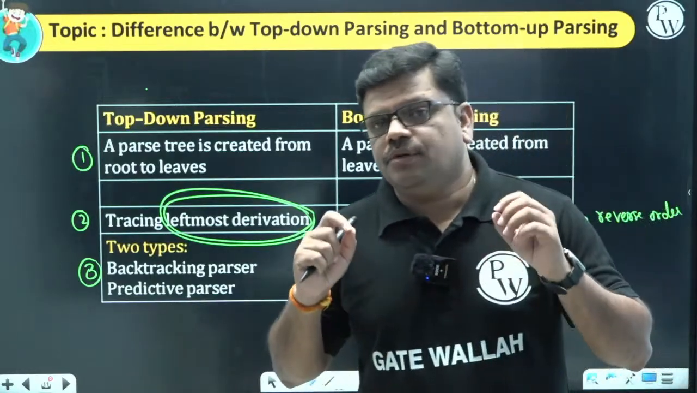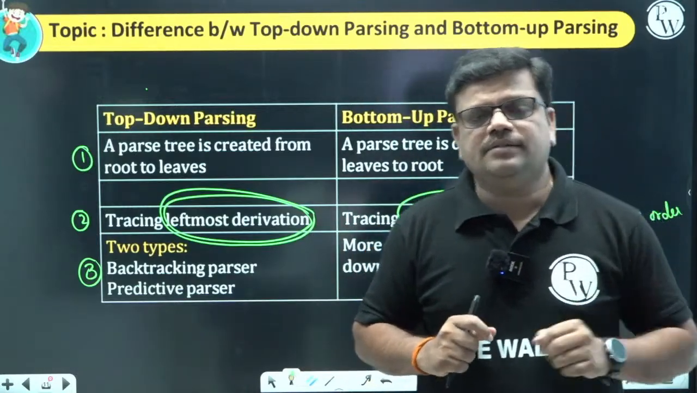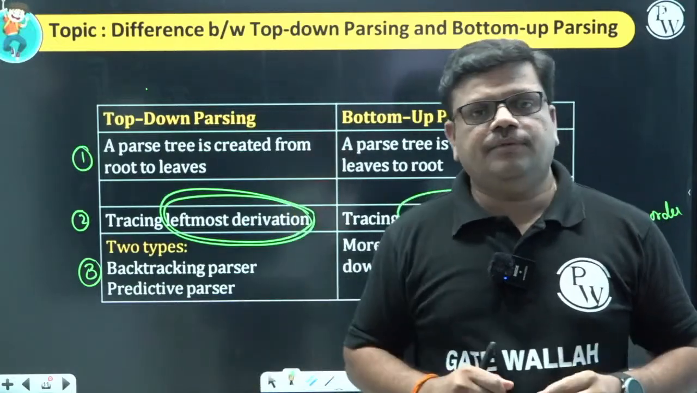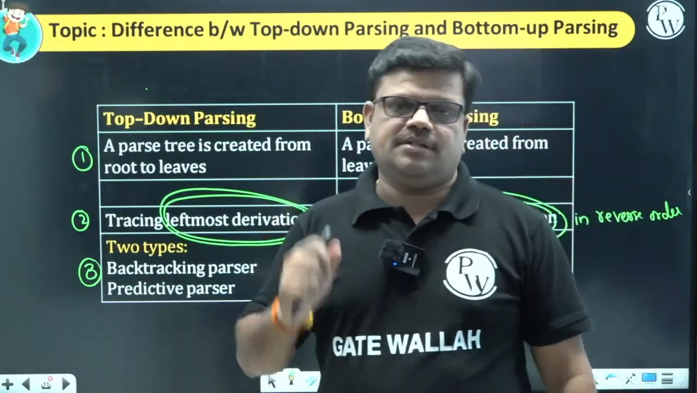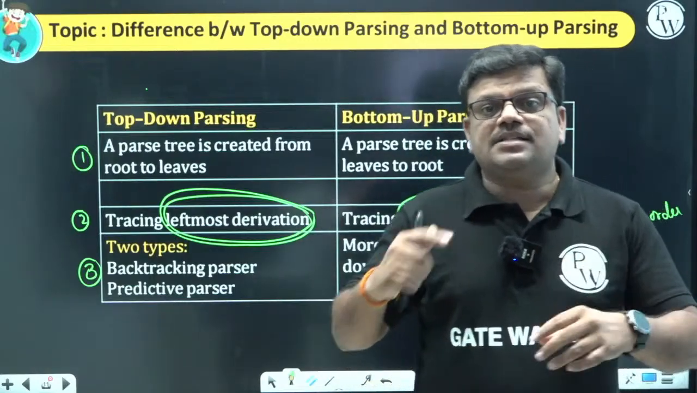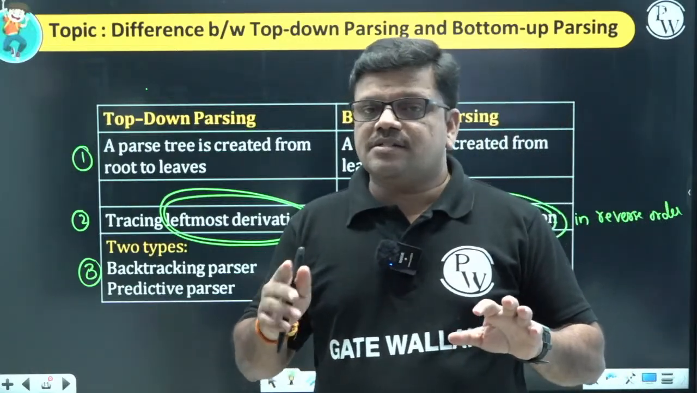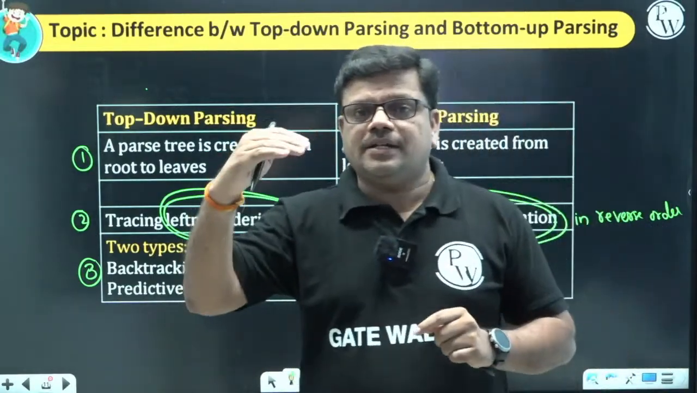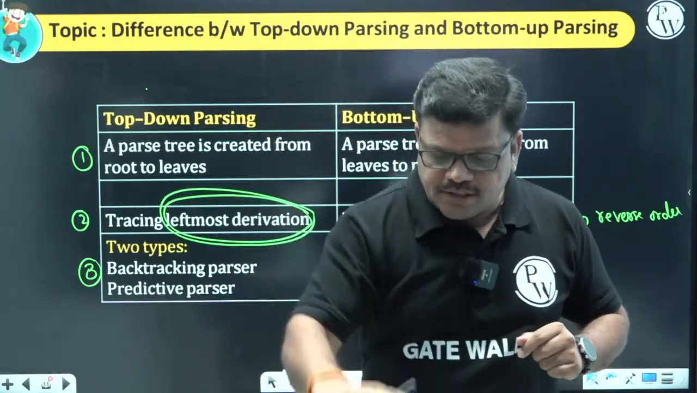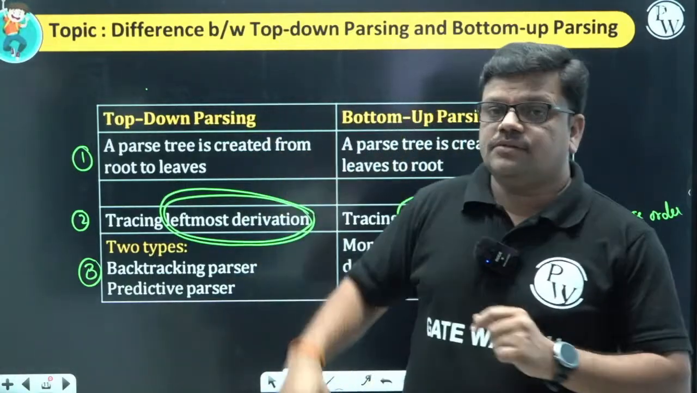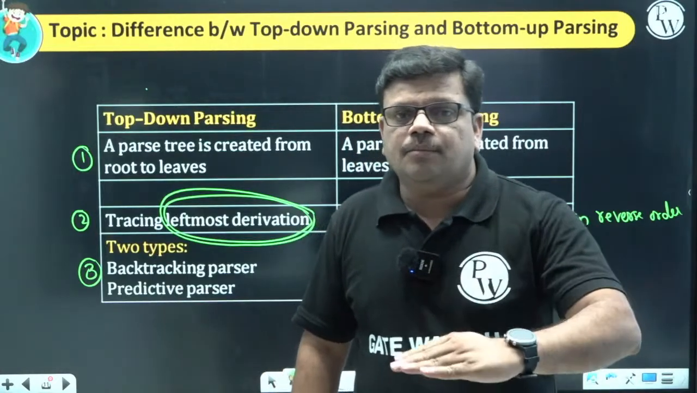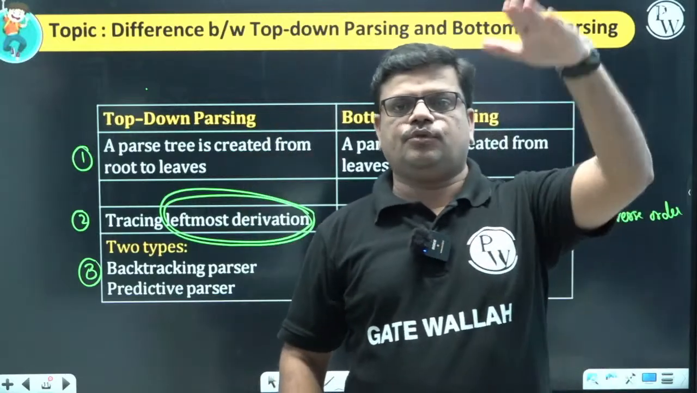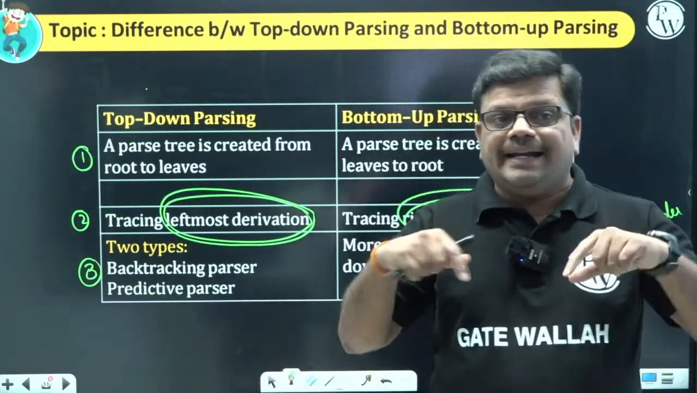If we go for the first difference, power-wise, power means the number of grammars suitable. Top-down parser is less powerful, bottom-up parser is more powerful. That is the first difference. Second one is the way of construction of the parse tree, which is also different in both. In top-down parsers, tree construction starts at the root and proceeds to the bottom. In a bottom-up parser, it starts at the bottom and goes towards the starting symbol. Tree construction is top to bottom versus bottom to top. Third one is derivations.